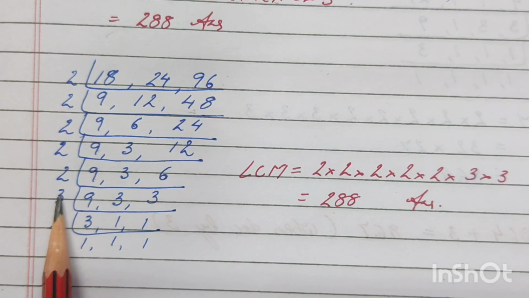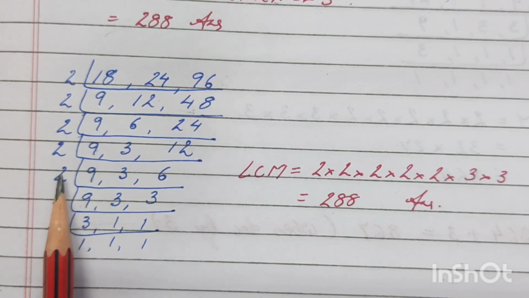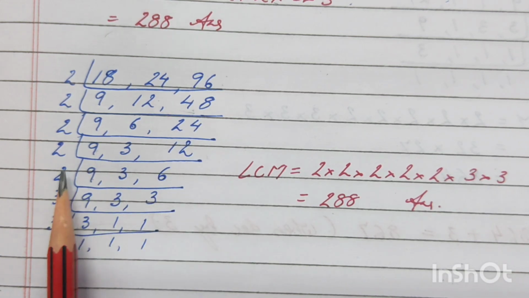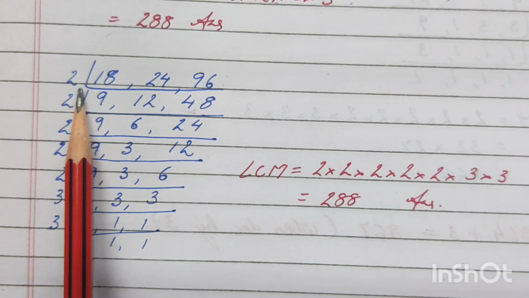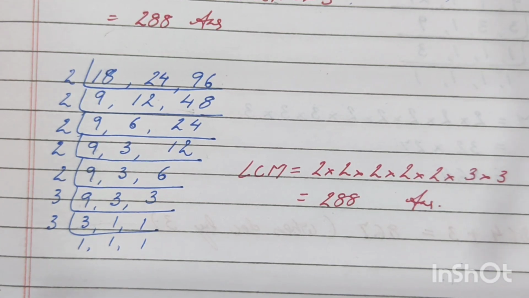Now 3 will divide 9, so then you will start dividing. So till the time one number can divide any of the three numbers, you will keep on dividing by that. And then in the end, you have to multiply them together to get the answer. So this is how you get the answer for second question by both the methods.